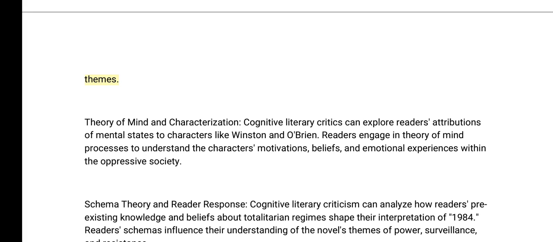Themes. Theory of mind and characterization. Cognitive literary critics can explore readers' attributions of mental states to characters like Winston and O'Brien. Readers engage in theory of mind processes to understand the characters' motivations, beliefs, and emotional experiences within the oppressive society.